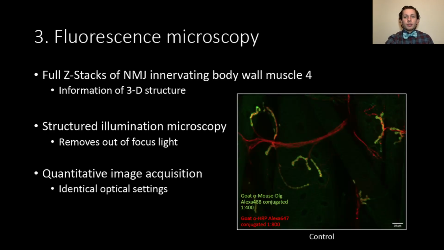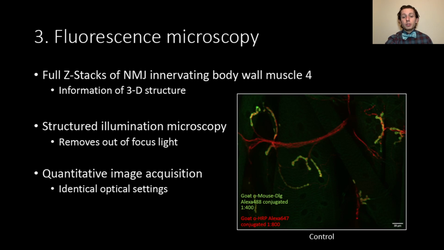After the immunohistochemistry, I went on to perform fluorescence microscopy, through which I took full Z-stacks of the NMJ innervating the body wall muscle 4 of both the control and the mutant larva. Performing the Z-stacks of the NMJs allows me to gather information on the three-dimensional spatial distribution of the proteins that I'm analyzing at the larval NMJs.